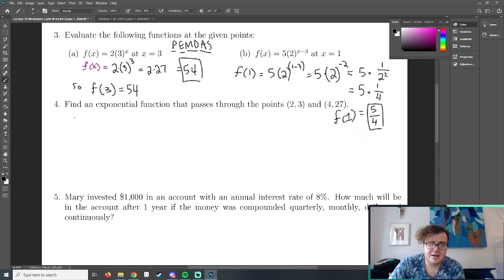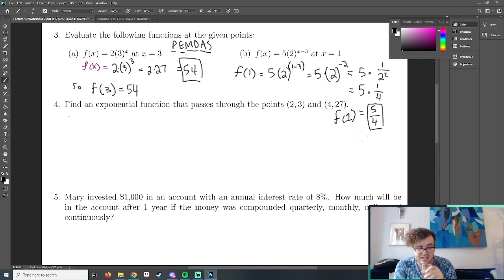So, now let's talk about problem 4. They want us to find an exponential function that passes through the points 2, 3, and 4, 27. This is very similar to problems like find a line that passes between 2 points, right? You have to use the fact that the points are on the graph as well as any other information you know about that particular kind of function.